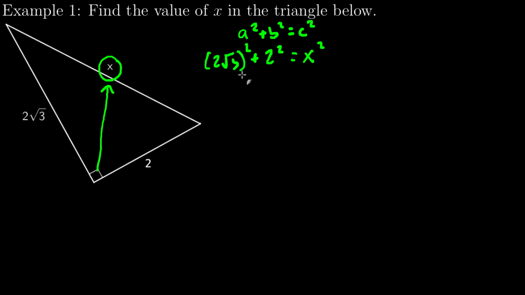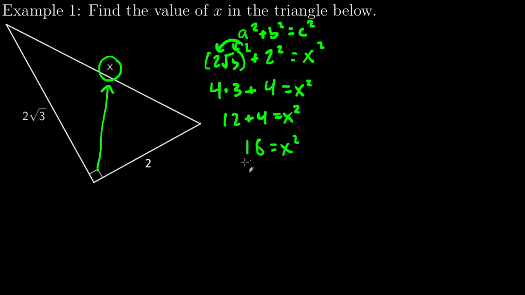I'm going to do a little bit of computation here. So I square the 2 root 3. 2 squared is 4. Root 3 squared is 3. 2 squared is 4. Next, I'll multiply the 4 times 3 and get 12. And then I'll add the 12 and 4 to get 16.